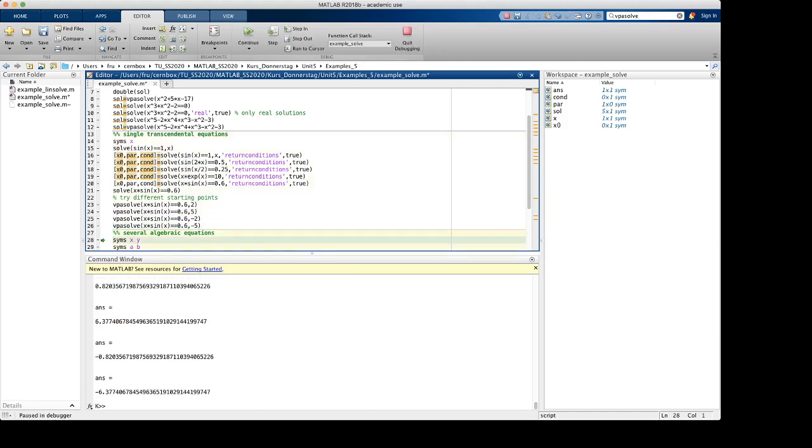So in this case, it makes sense to give a starting point if one wants to find a solution in a certain area, a certain vicinity on the real number line.